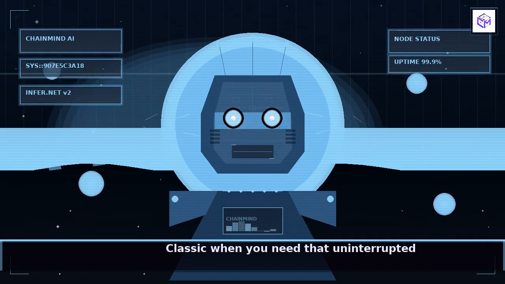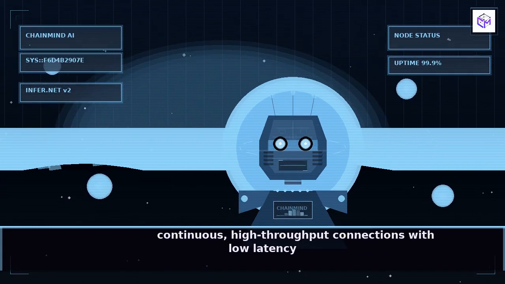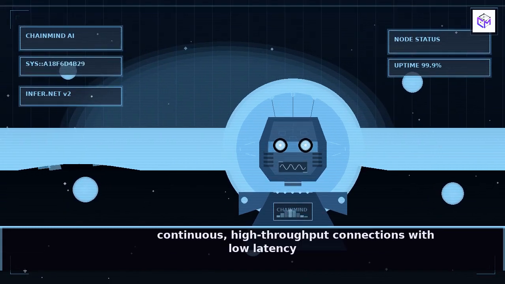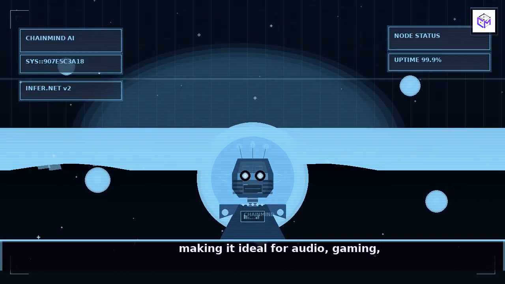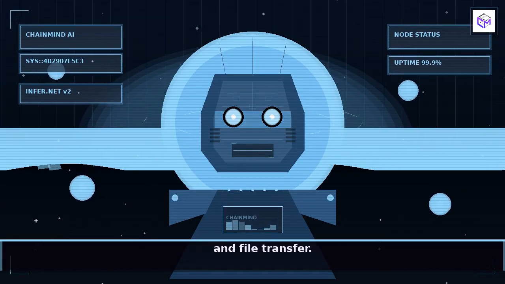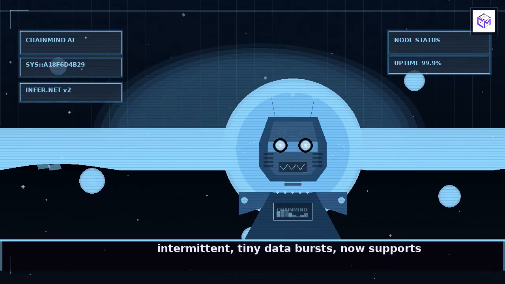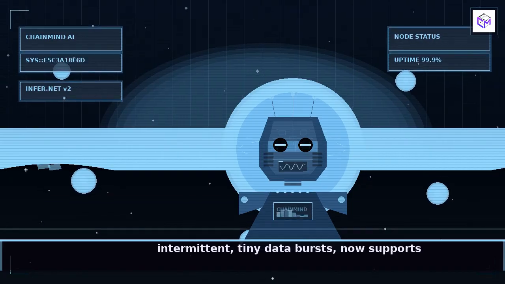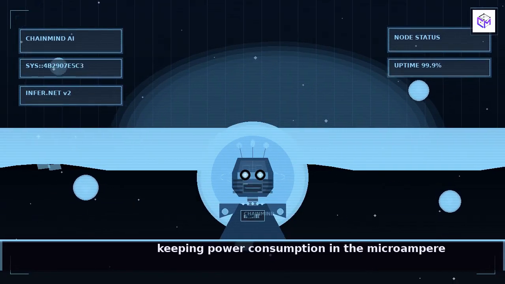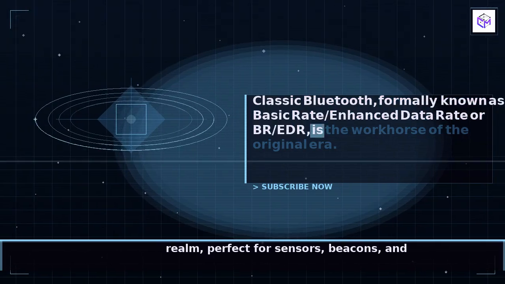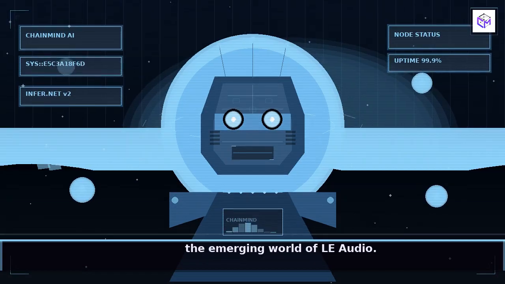So, to recap, classic Bluetooth delivers continuous, high-throughput connections with low latency but at a higher power cost, making it ideal for audio, gaming, and file transfer. Bluetooth Low Energy, originally designed for intermittent, tiny data bursts, now supports faster speeds and longer ranges while keeping power consumption in the microampere realm, perfect for sensors, beacons, and the emerging world of LE Audio.